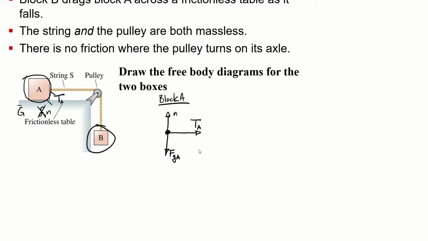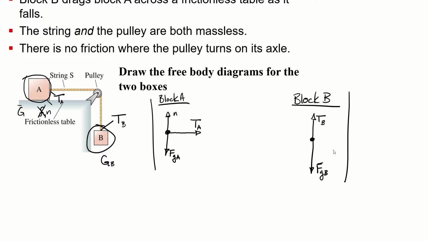I can do the same thing for block B. The only thing touching it is the tension, the tension on block B. And we've got the gravity on block B. So if I draw a free body diagram for that, I've got tension on block B pulling up, and I've got the force of gravity on block B pulling it down. Sorry, I switched from G to F sub G here. Hopefully you can follow that. But I've drawn my two free body diagrams, and I haven't really used Newton's third law yet. There's nothing new here, but we've set up the same thing.